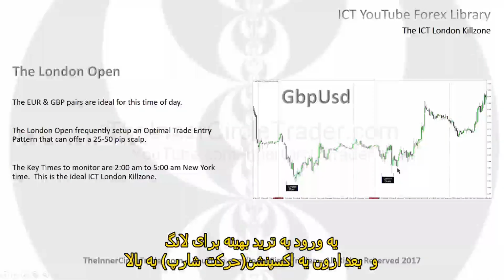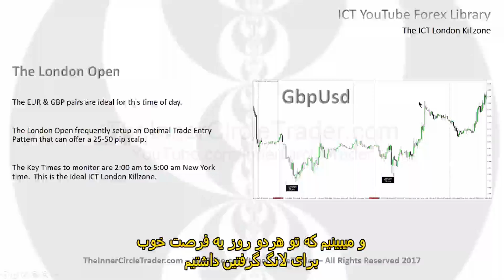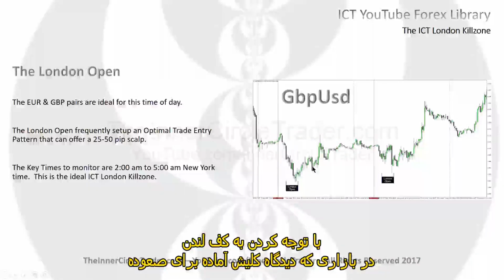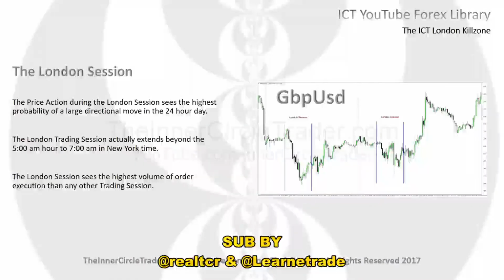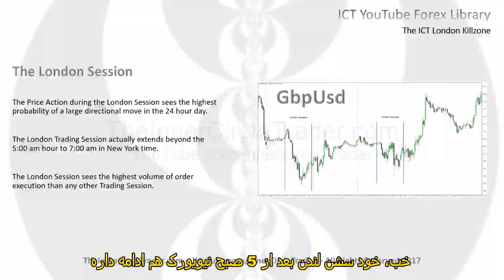So you can get an optimal trade entry on that, and price does an expansion on the upside, and we can see a very nice opportunity to have a long trade on both days here, focusing on London Open, creating the low of the day when the underlying market is poised to go higher. Okay, so the London session itself actually trades a little bit longer than 5 a.m.